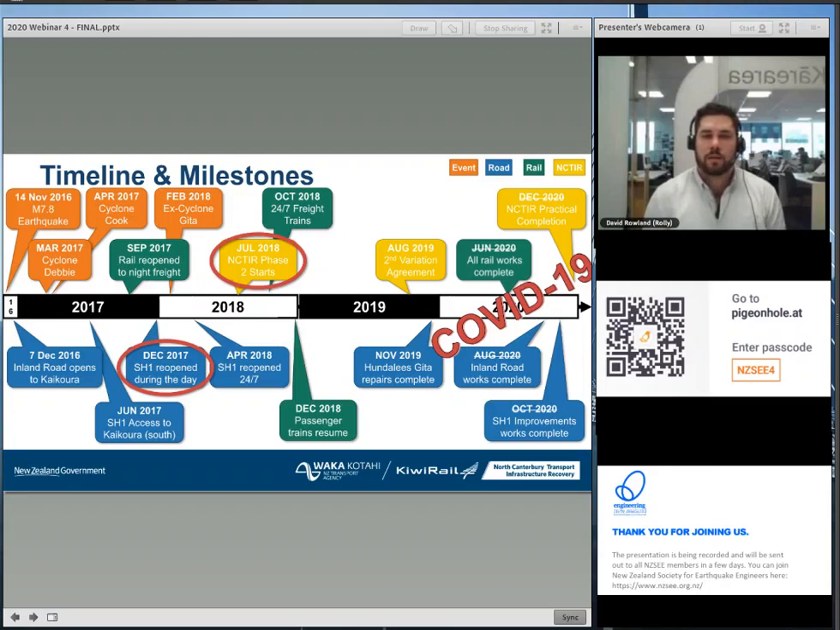But also, I think important in terms of earthquake recovery or disaster recovery in general was the transition that NCTIR went through in the middle of 2018 into phase two, or what we called internally controlled delivery. And that was where we moved from the frantic work to get back level of service to thinking about getting more long-term resilience in play and improving the corridor for the community and for the users of that corridor as well.